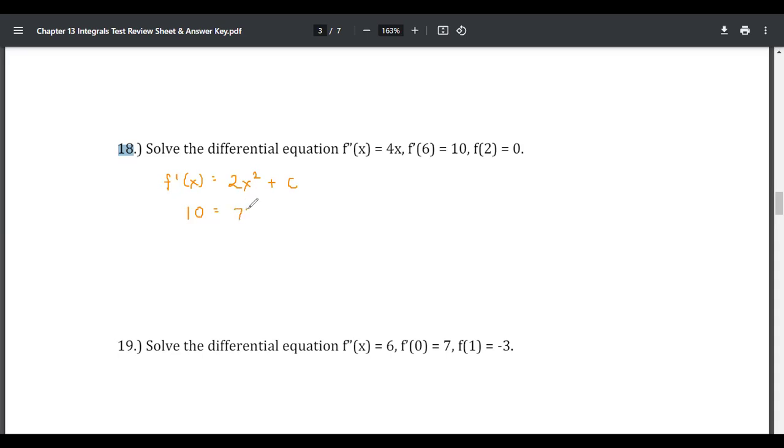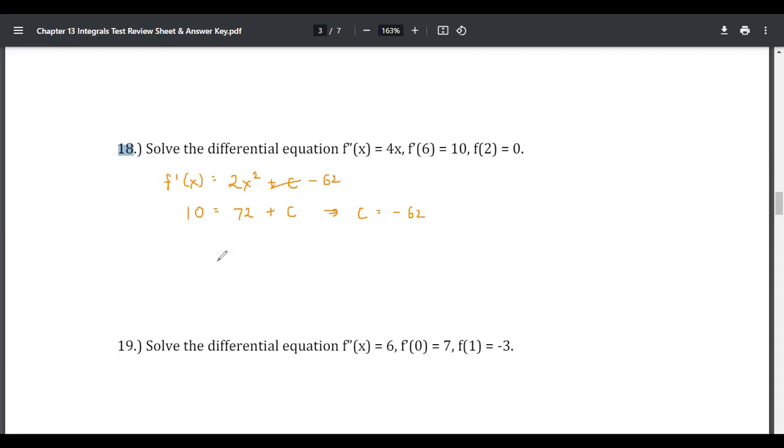So then that's going to equal 6 squared equals... no, not 12, sorry. 6 squared equals 36, times 2 equals 72, plus c. Then you subtract the 72, and then you get negative 62 equals c.